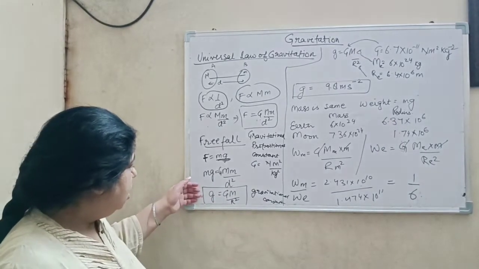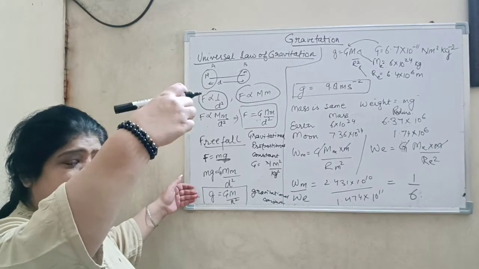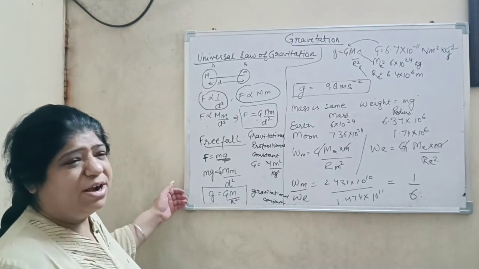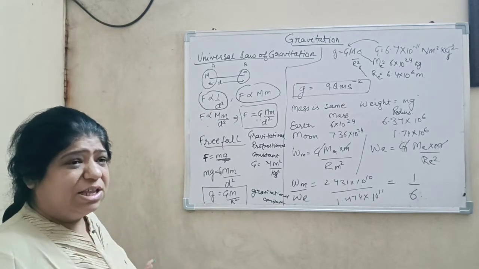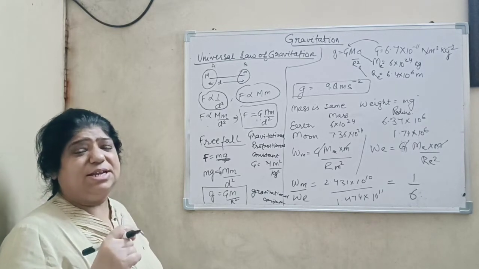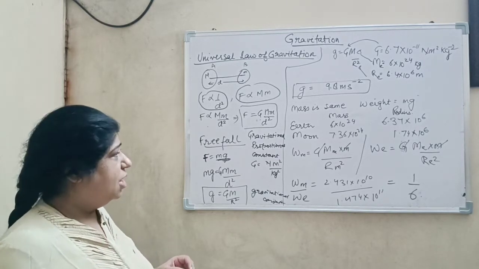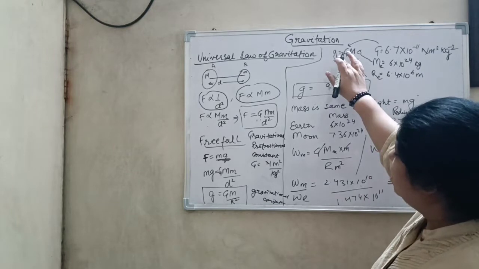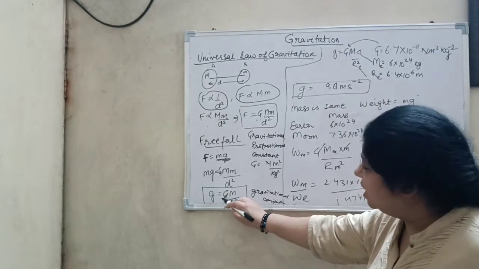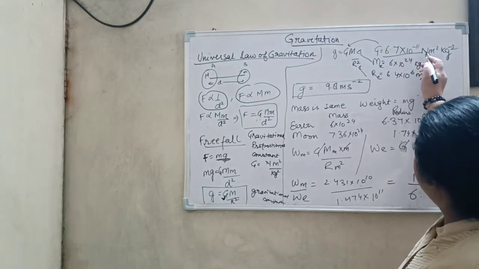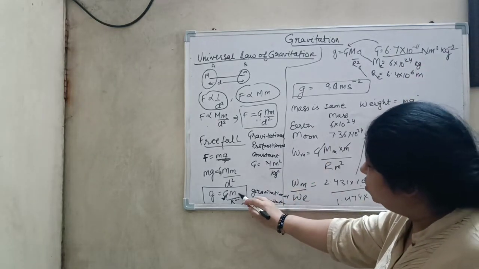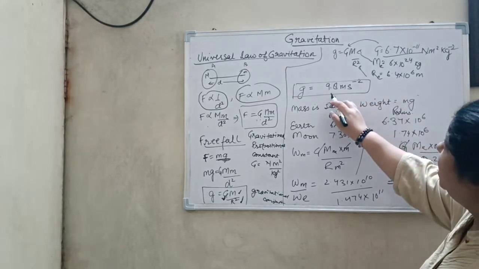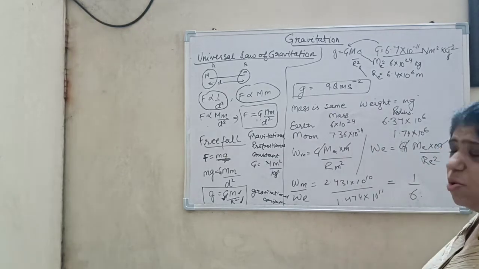So whether you drop a stone, it will reach at the same time. Whether you drop a paper, it will reach at the same time, provided the air resistance is not there. Understood, all of you? Now the value of g, how will you calculate? You will put the value of the constant, that is 6.7 into 10 raised to the power minus 11, the mass of the earth and the radius of the earth. You will put all the values, you will get 9.8 meter per second square.